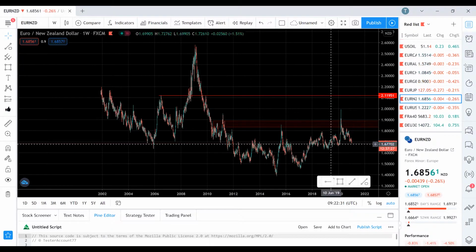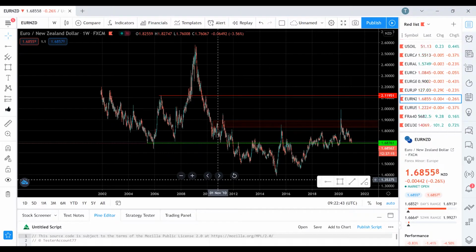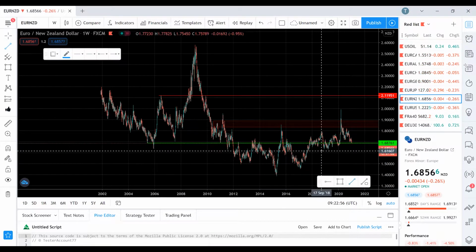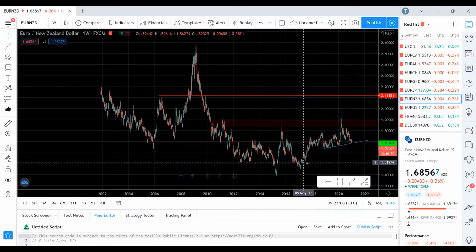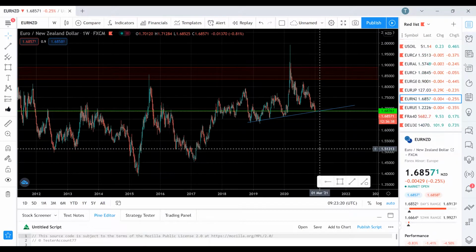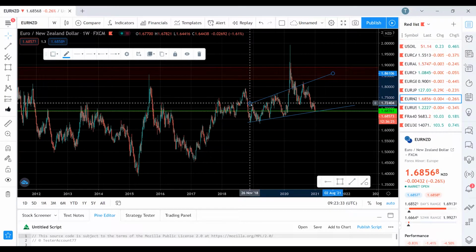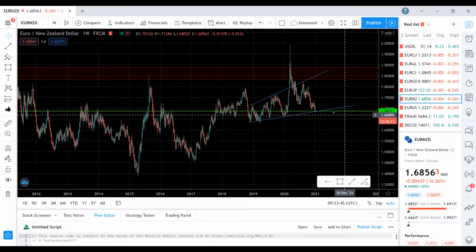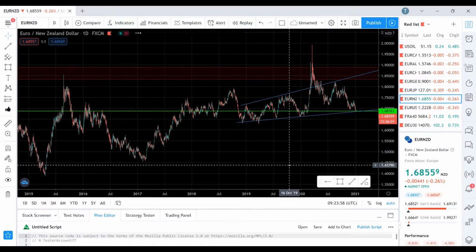Support here. Trend support here. I'll definitely be watching for this bounce or break. Trend resistance here. Move to the daily.